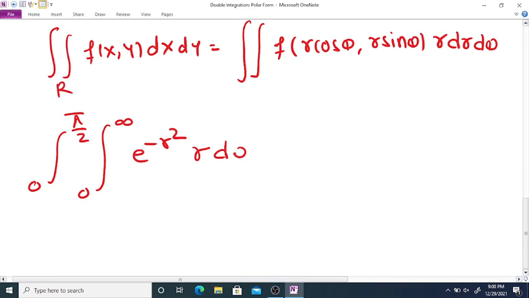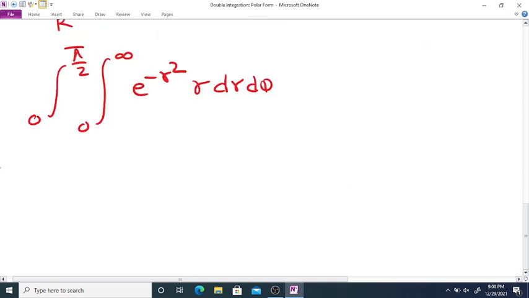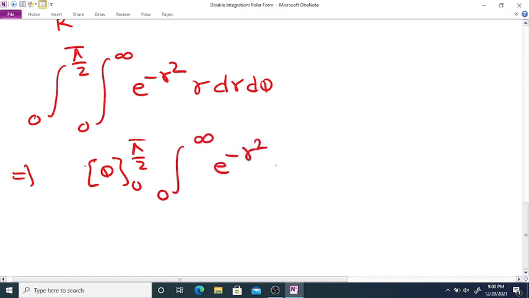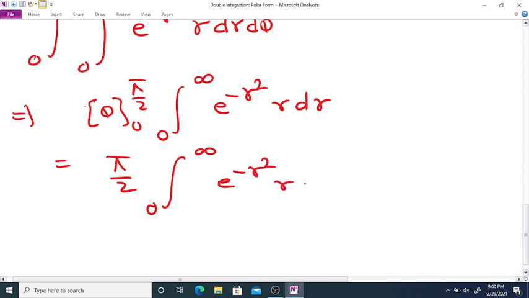Now since the limits of integration are constant, you can evaluate the integration with respect to theta first. So it is equal to theta, since the integration of d theta is theta, with the limit from 0 to pi by 2, times the integration from 0 to infinity of e raised to minus r square r dr. Now if you put the upper limit, it is equal to pi by 2 times the integration from 0 to infinity of e raised to minus r square r dr.